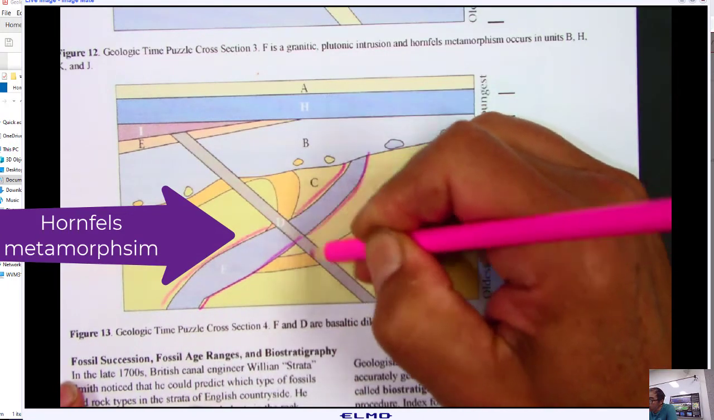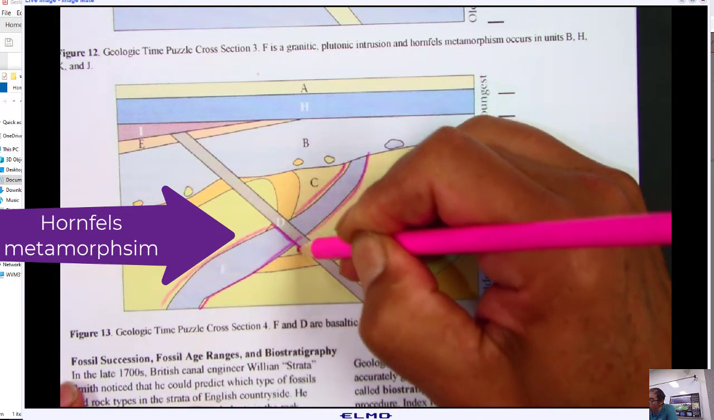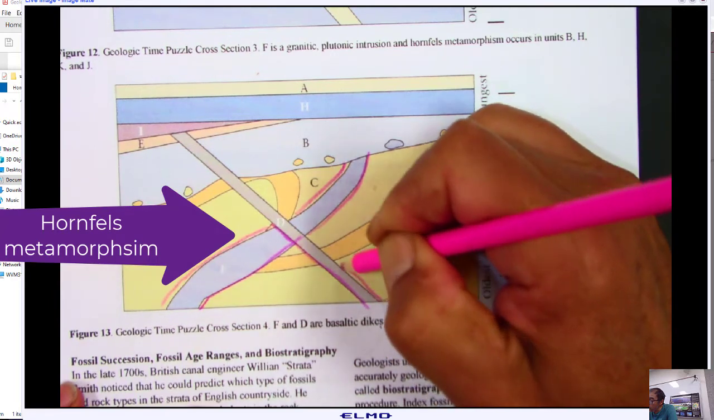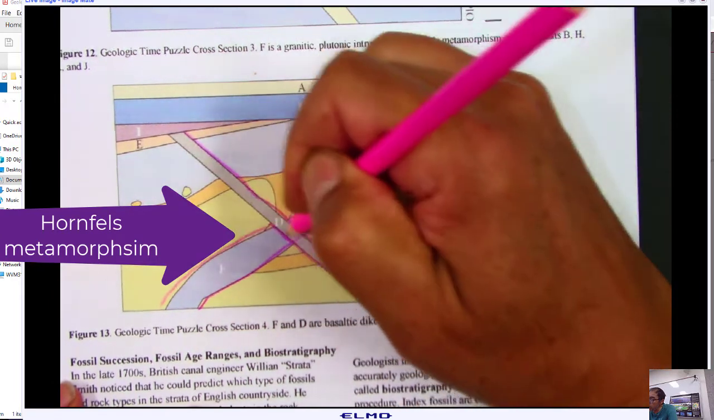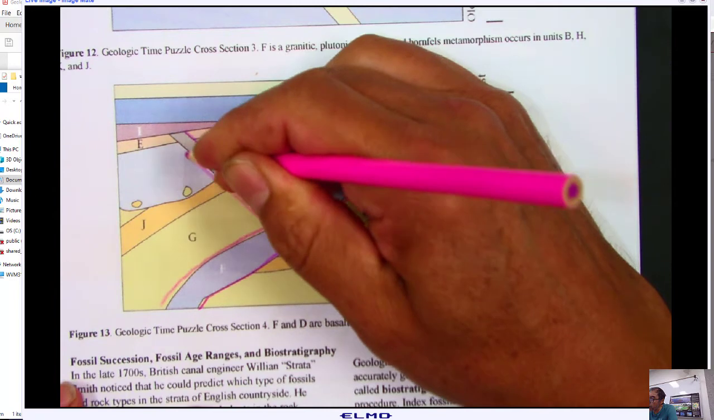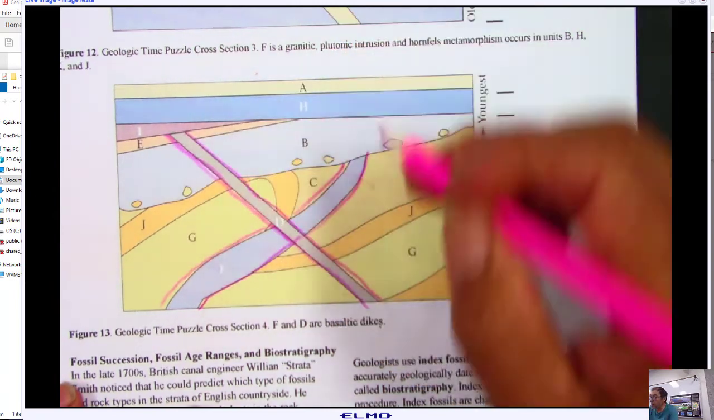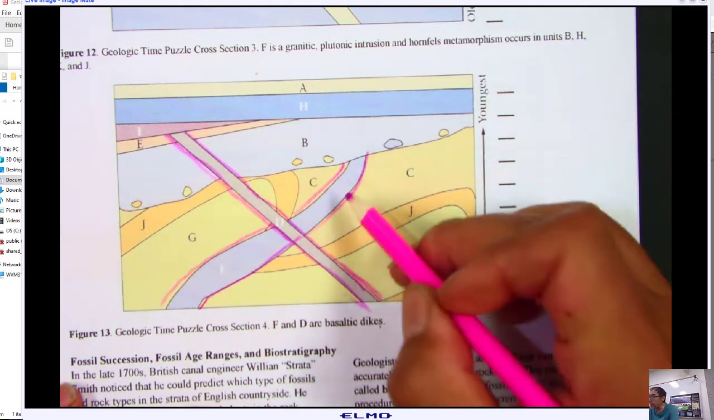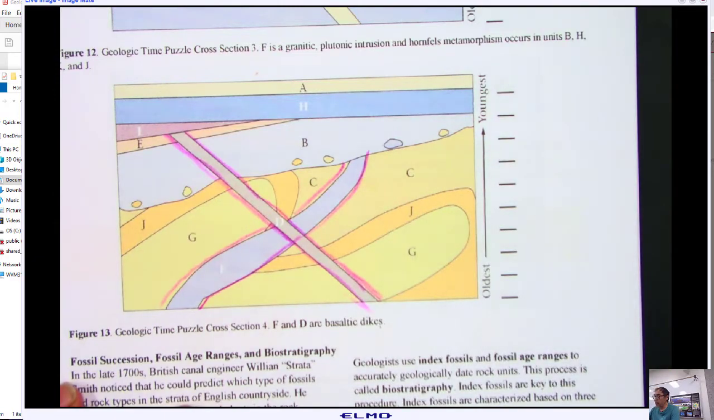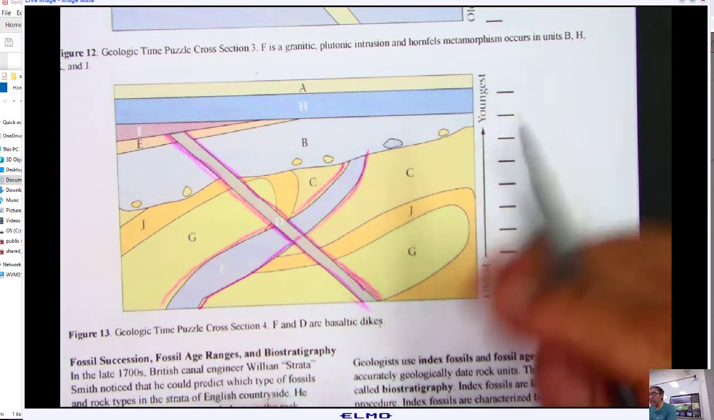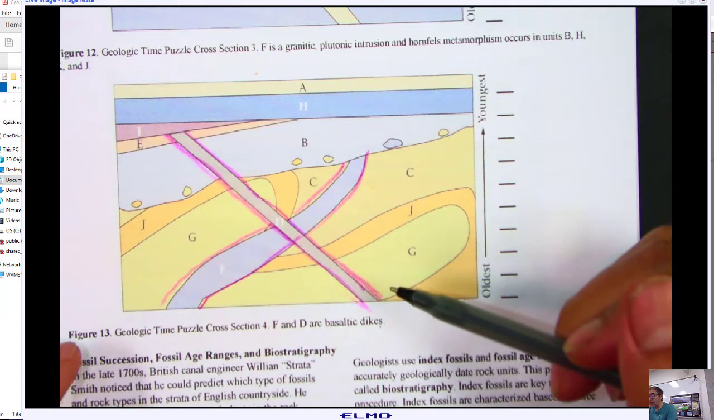And since D is cutting across F, it's going to have hornfels like this, right? On both sides. So in other words, when D and F intruded, it burned the adjacent rock, right? So that's a hornfels facies metamorphism. All right, so we'll add those in there. Those are both intrusions that came after these units were deposited.